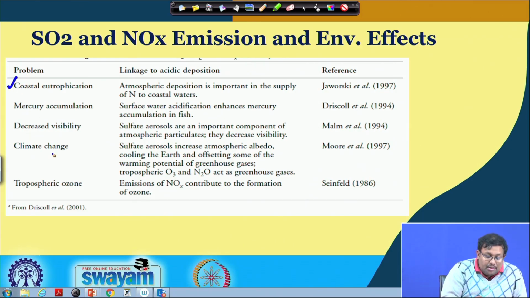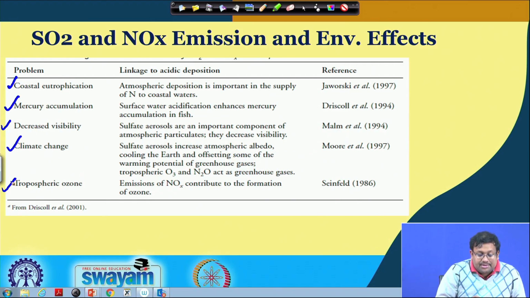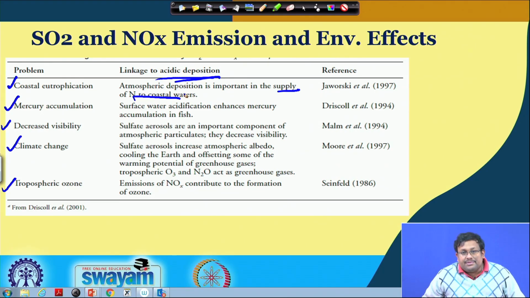For example, you can see coastal eutrophication, mercury accumulation, decreased visibility, climate change and tropospheric ozone. So obviously, each of these has some linkage with acid deposition. Coastal eutrophication is related to acid deposition because atmospheric deposition basically supplies nitrogen to the coastal waters. So when there is atmospheric deposition of acid rain, it supplies nitrogen to the coastal waters, which further causes coastal eutrophication by producing algal blooms.